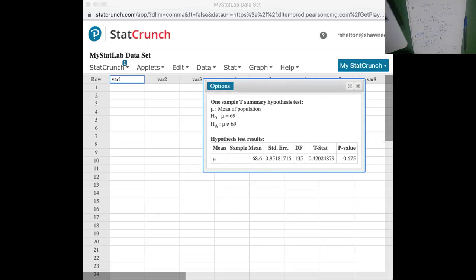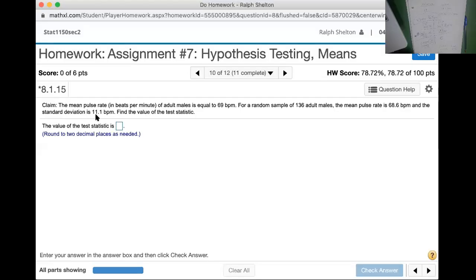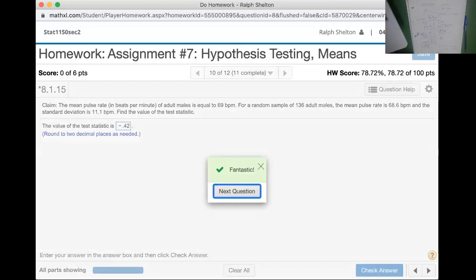So let's go back to the problem. I've got to reshare it. And here's the problem. The test value of the test statistic is, you can have a drum roll, please. And it wants 2 decimal places, minus 0.42 is what I get. Okay, and it liked it.